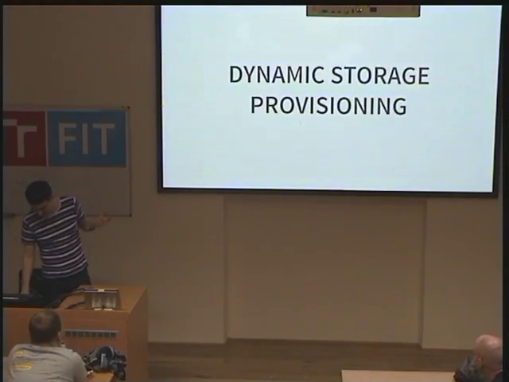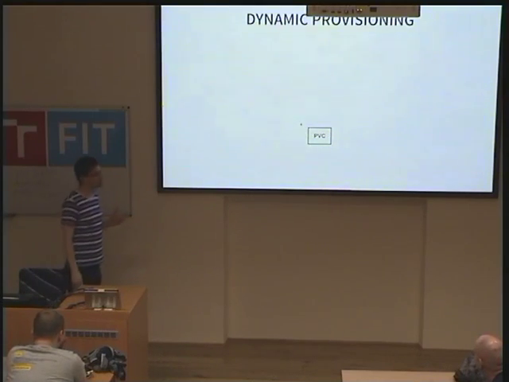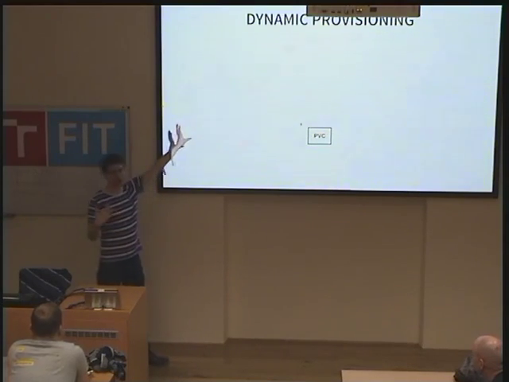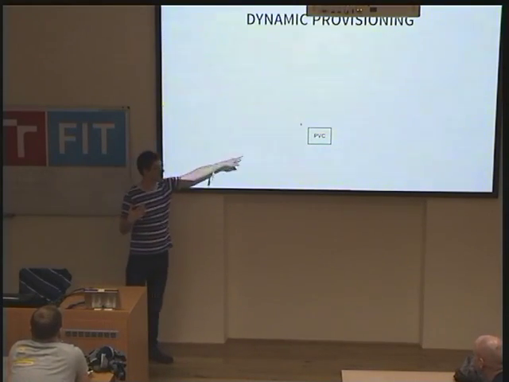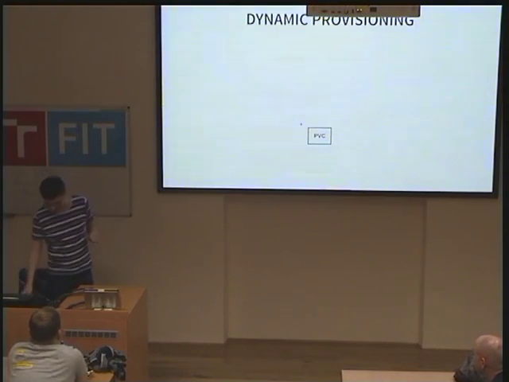And for that, we invented dynamic provisioning. In dynamic provisioning, we envision a situation where there is nothing created outside of Kubernetes, no persistent volume exists, and the user creates a claim. I want 5 gigabytes of something.